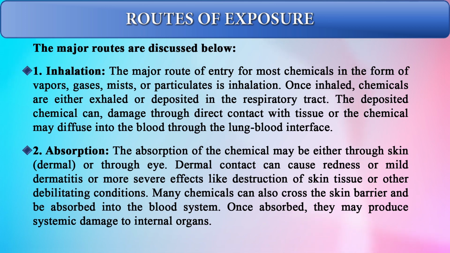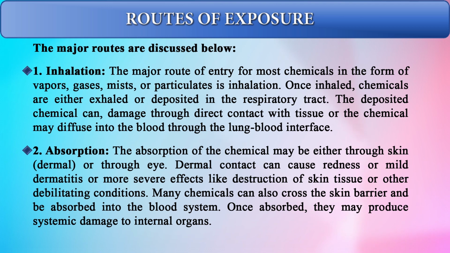The second way is absorption. The chemical may enter either through the skin, which is called dermal, or through eye. Dermal contact can cause redness or mild dermatitis or more severe effect like destruction of skin tissue or other debilitating condition. Many chemicals can also cross the skin barrier and be absorbed in the blood system.